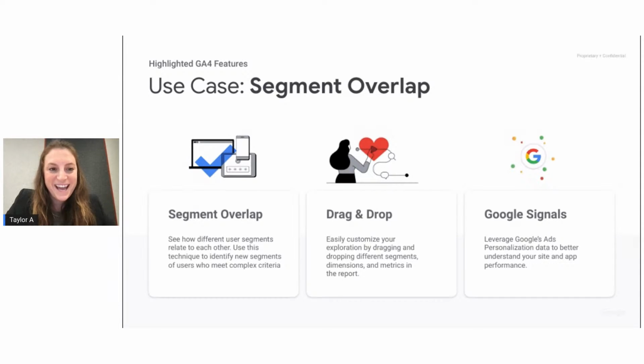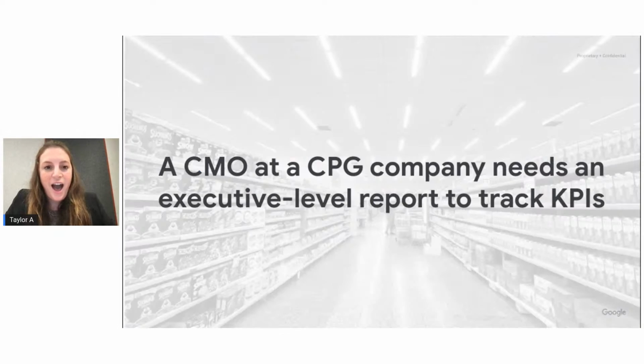Perfect. So we're going to jump to the next use case. This is, I think, applicable to everyone. A CMO at a CPG company needs an executive level report to track KPIs. So if you don't want the acronyms, a Chief Marketing Officer at a consumer packaged goods company needs an executive level report to track key performance indicators. We love acronyms here at Google, so I thought I'd debunk those for you on the call.